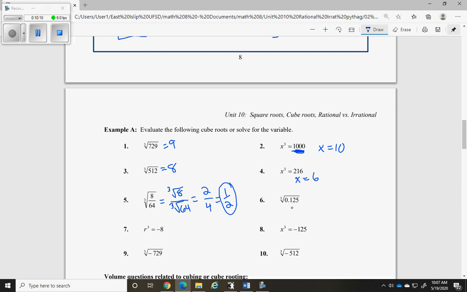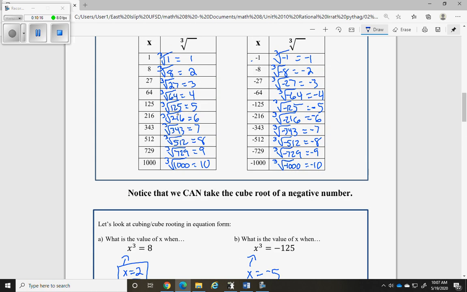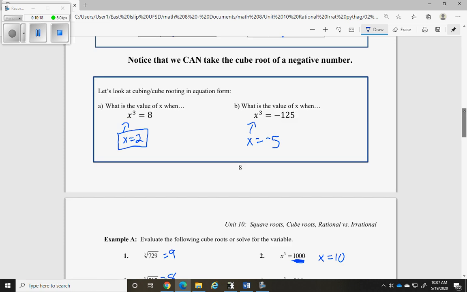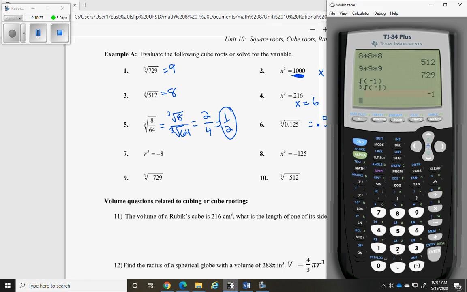The cube root of 0.125, well, let's look at 125. The cube root of 125 is 5. So this will be a 0.5. And again, you could always use your calculator to test things out. I could do 0.5 times 0.5 times 0.5, and I see I get 0.125. Or I could do the cube root of 0.125, and I see that I do get 0.5 as my answer.